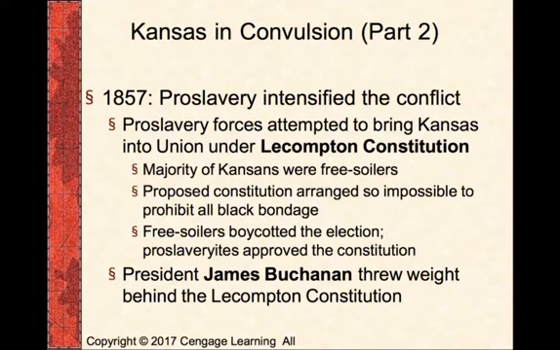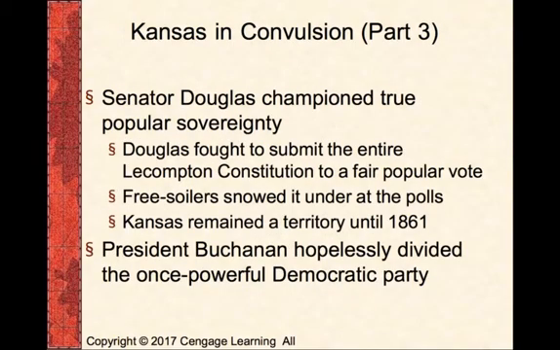In fact, President James Buchanan threw his weight behind the Lecompton Constitution. He was just as much influenced by Southerners as his predecessor Franklin Pierce had been. But Stephen Douglas comes to his senses. Now, Senator Stephen Douglas was the person who championed the idea of popular sovereignty and got the country into the situation that it was in with Kansas and Nebraska. Remember, because he wanted to have a railway built through his state.